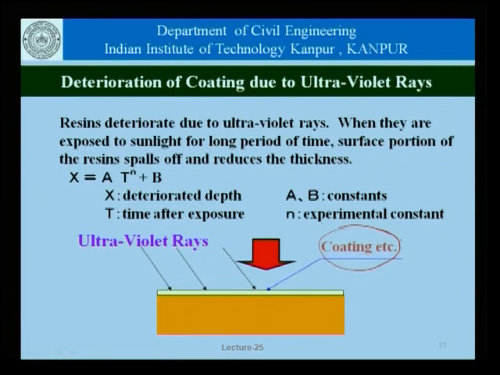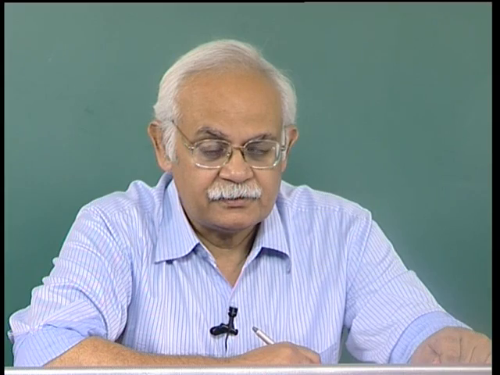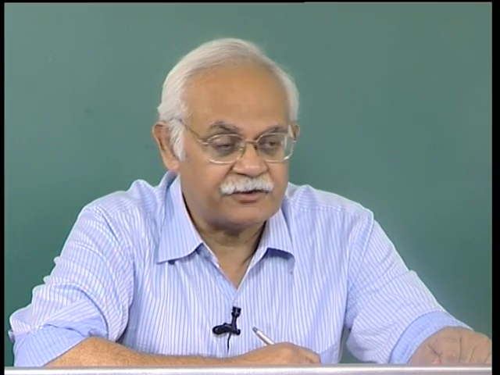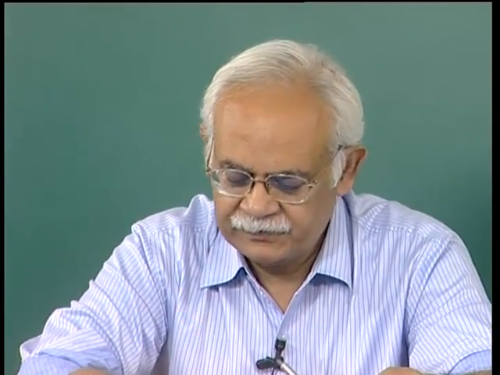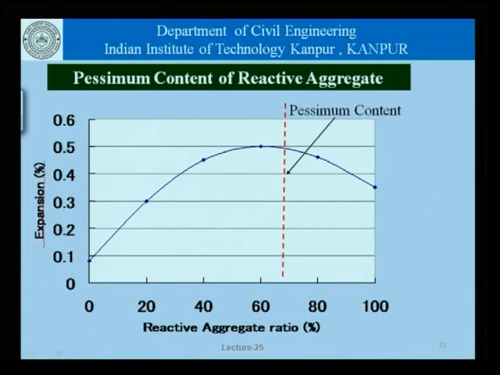We talked about the option of mixing reactive and non-reactive aggregates. This here is a picture of what is the likely expansion that we get if we vary the reactive aggregate ratio from, let us say, 0 to 100%. That is, we do not use any reactive aggregate, and still we will get some amount of expansion for different reasons, and using 100% of the reactive aggregates.